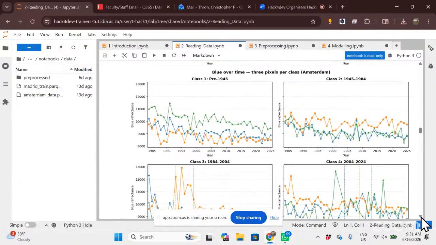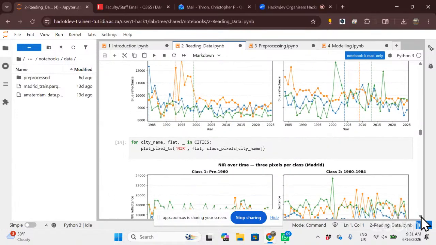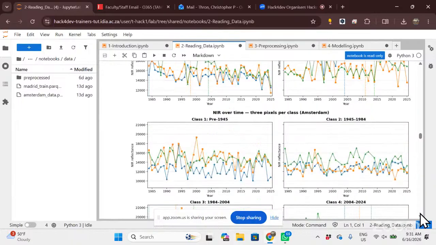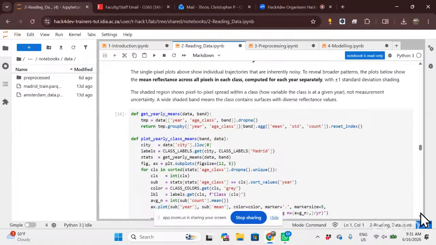All right, so they're more like this. This is Amsterdam. That's the purpose of these, and I don't want to spend too much time on that. This is a different spectral band, NIR, so you can also do this. And SWIR. These are all just things for you to look at.